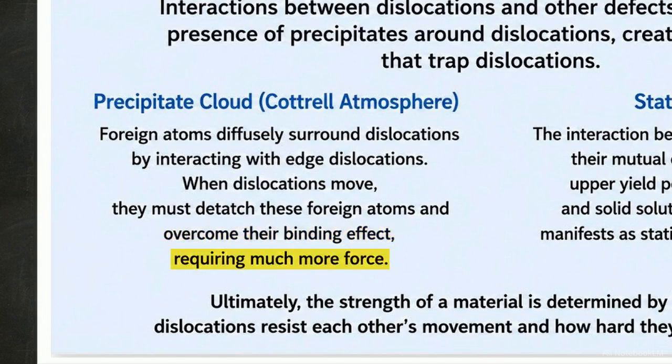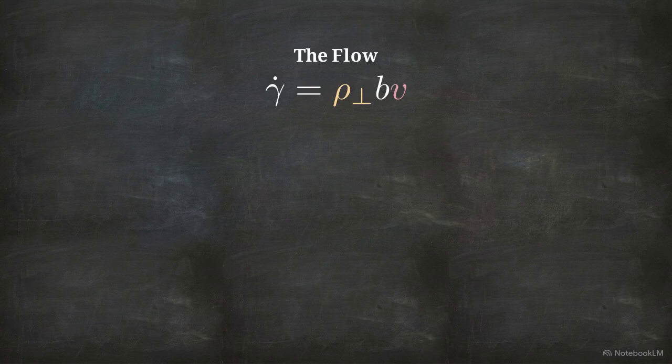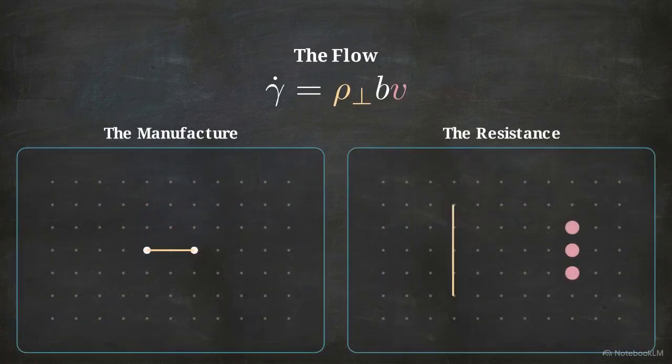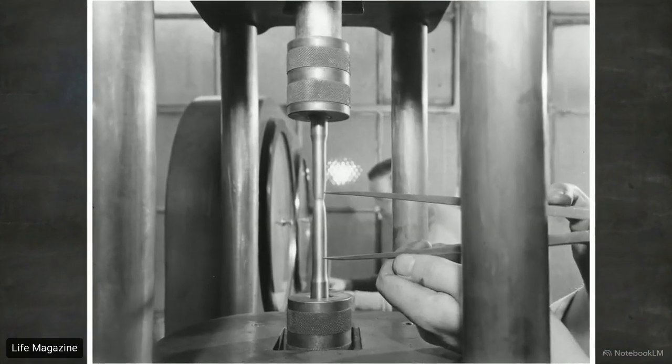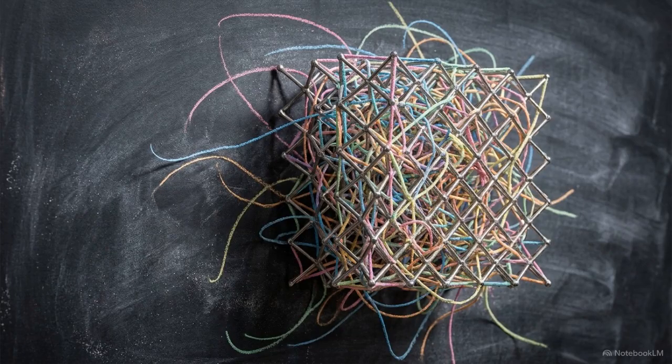The behavior of solid metal is a tightly governed system. The Taylor-Orowan equation dictates the flow, the Frank-Read source manufactures the defects, and internal obstacles provide the resistance. A material's ultimate strength is never a single static property. It is the grand statistical sum of billions of microscopic dislocations fighting to move, multiply, and overcome each other within a rigid atomic lattice.